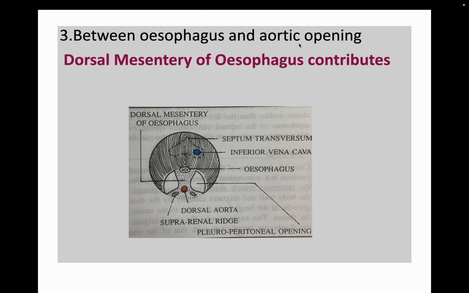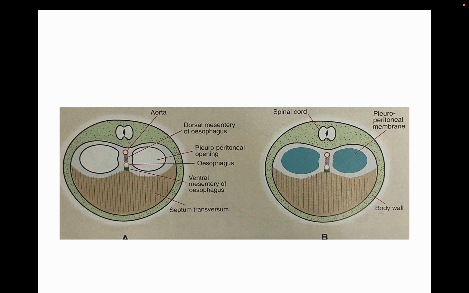Now between esophagus and aortic opening, the dorsal mesentery of the esophagus contributes. I told you the dorsal mesentery contribution is more in comparison to the ventral one. Now this is a diagram showing pleuroperitoneal opening, which is later on closed by the pleuroperitoneal membrane. Then the dorsal mesentery of the esophagus is shown. Then this is the anterior portion, the majority of which is contributed by the septum transversum, that is central tendon. So central tendon of the diaphragm is formed by this septum transversum.